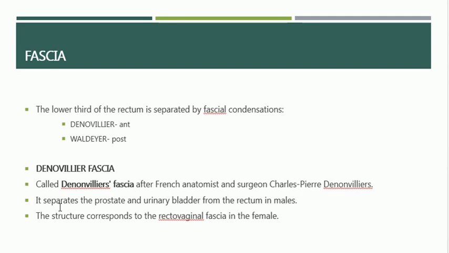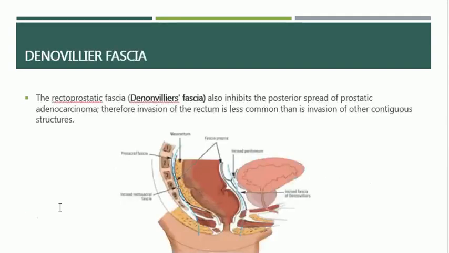The structure corresponds to the rectovaginal fascia in the female. Also, there's a difference between the male and female pelvis. So in the female, this structure corresponds to the rectovaginal fascia. Now, fascia of Denonvilliers, this is the rectoprostatic fascia. It also inhibits the posterior spread of prostatic adenocarcinoma. So it's a strong layer that helps prevent the spread of prostatic cancer.